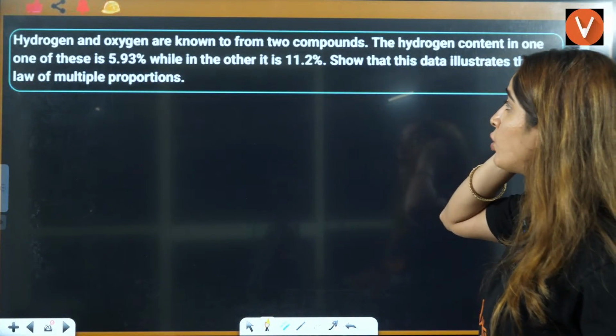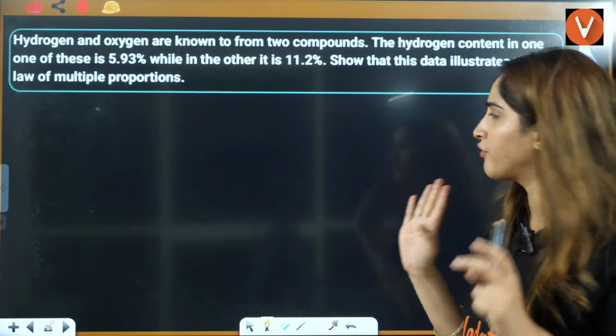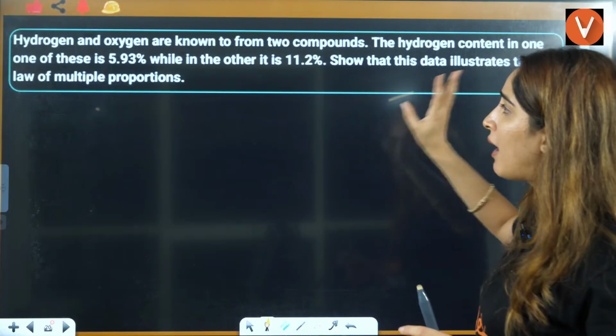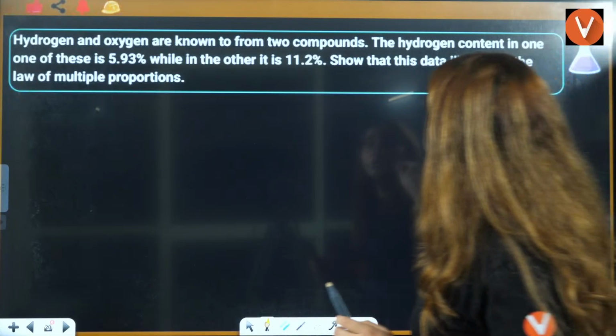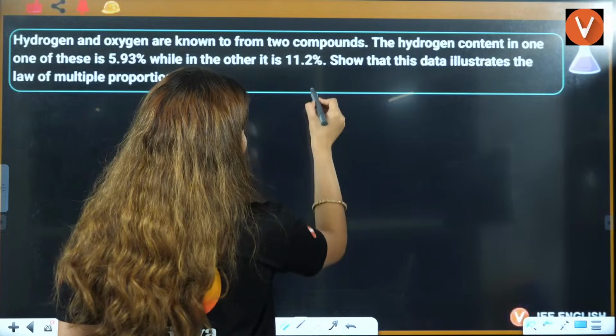Hydrogen and oxygen are known to form two compounds. The hydrogen content in one of these is this much, while in the other it is this much. So this data illustrates... what exactly are they asking you?